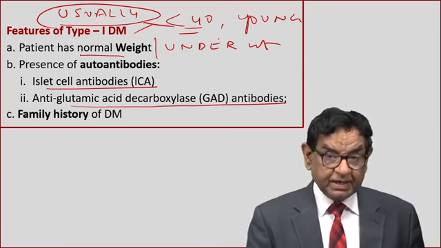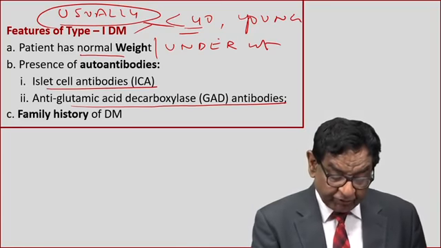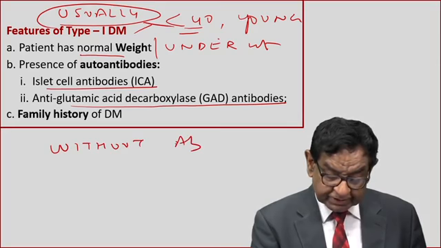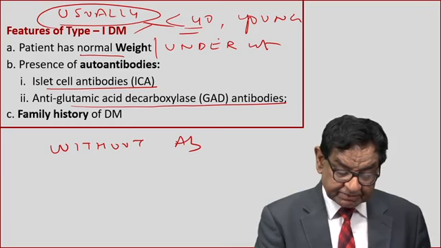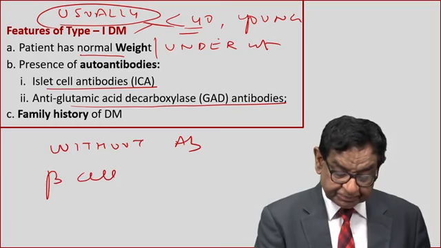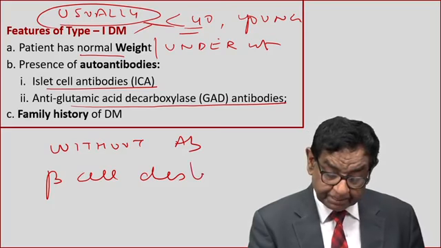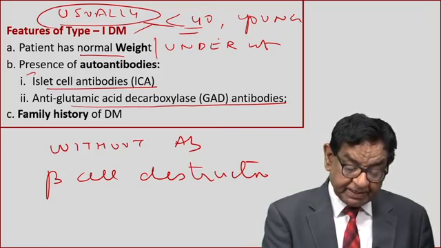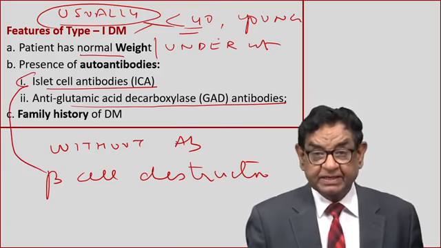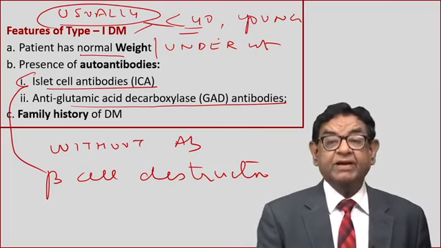Okay, but there is one more entity where we can have type 1 diabetes without antibodies. Why do we call them type 1 diabetes? Because the basic problem in this is beta cell destruction. So in a traditional type 1 diabetes, these antibodies destroy the beta cells. As the beta cells are destroyed, that leads to reduced serum insulin level.